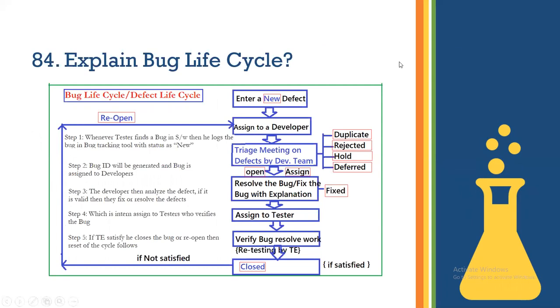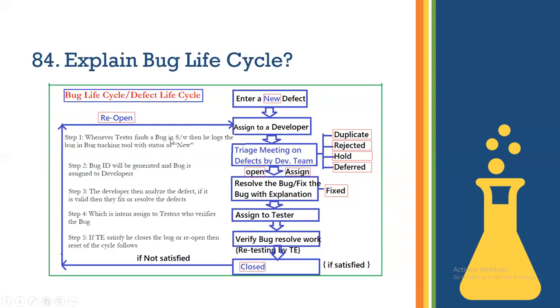Now, step one: whenever a tester finds a bug in software. This is to help you understand, but whenever they ask you about the bug life cycle, you have to give the answer like this: it describes various statuses of the defect from its identification to closed. Now see the bug life cycle explained diagrammatically.